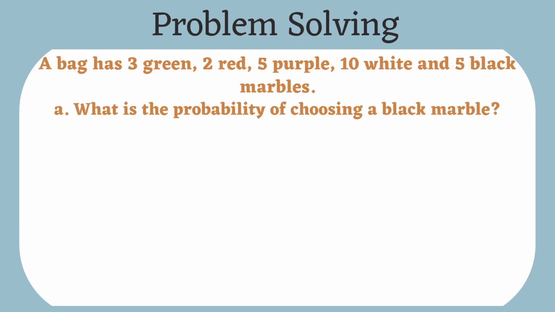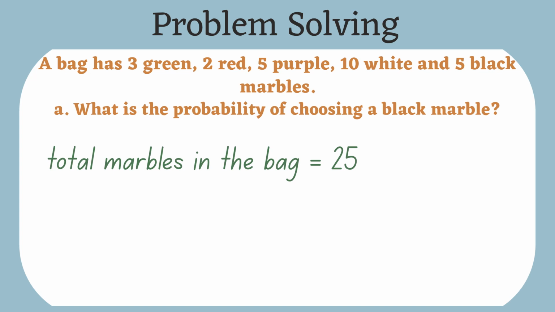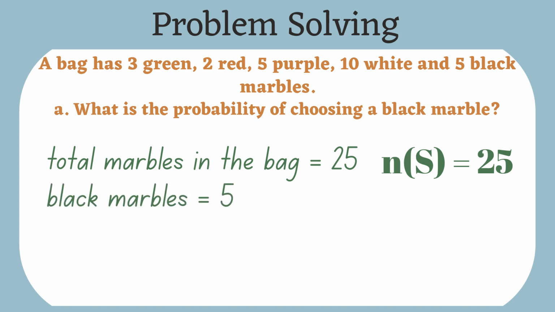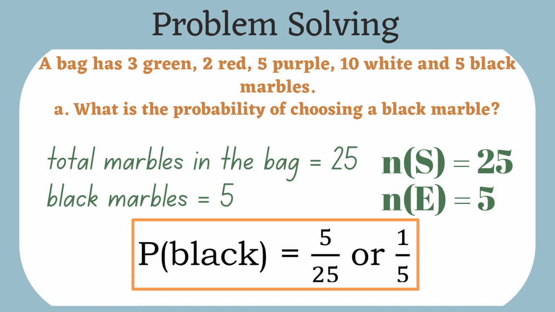Here is another problem for you to deepen your understanding on this lesson. A bag has 3 green, 2 red, 5 purple, 10 white, and 5 black marbles. What is the probability of choosing a black marble? Since the total number of marbles in the bag is equal to 25, N of S is equal to 25. And we have black marbles is equal to 5, therefore we have N of E is equal to 5. Using the formula, we have the probability of having a black marble is equal to 5 over 25 or 1/5.